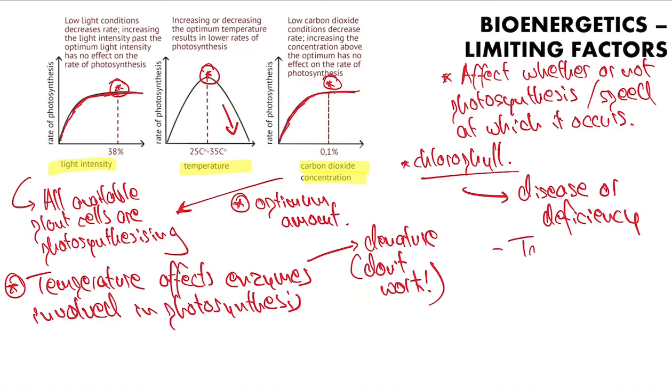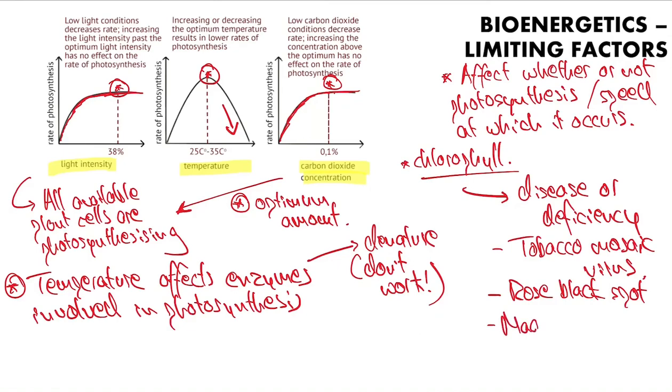So diseases such as tobacco mosaic virus or rose black spot, which affect the chlorophyll within the leaves of the plant, can obviously then slow the rate of photosynthesis because there's not as much chlorophyll available. And also deficiencies of particular minerals such as magnesium can have an impact on the amount of chlorophyll there is within a leaf, and therefore what it's able to do.